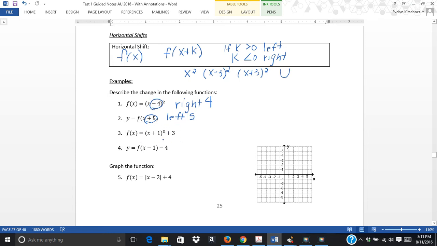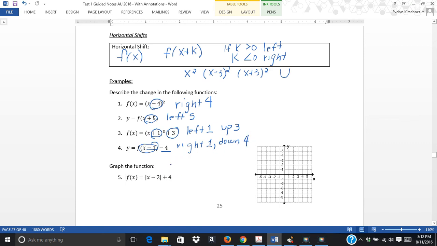Now let's look at this. This one, I'm doing two things. Here, I'm adding inside the function. It's positive, so that's a left of 1. And outside, I'm adding 3, so that's up 3. And here again, doesn't matter, I have my parent function. It's a negative, so I'm moving right 1. And here's a negative 4, so I'm going down 4.